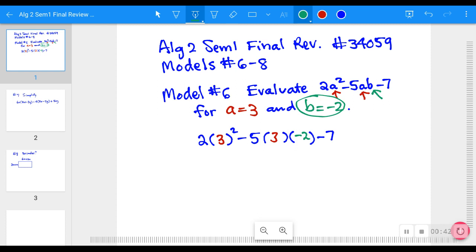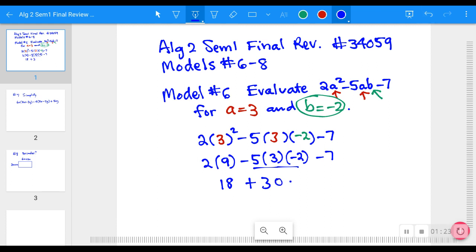All right, now the order of operations takes over, and you've got to do the exponents first. So I'm just going to do 3 squared would be 9. Everything else just copies. Now the multiplication takes priority over those subtractions. So 2 times 9 is 18. And then we have a -5 times the 3 would be -15. And then -15 times -2 would be +30.